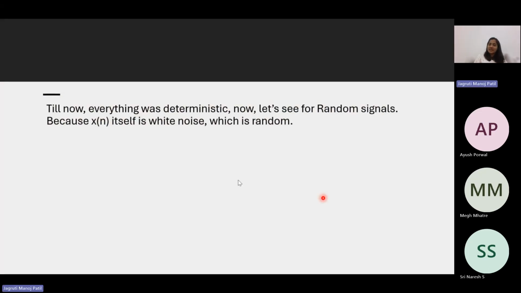So till now everything was deterministic. We saw that the signal had those values, but the white noise was random, because x of n itself is white noise, so for that the equations will change. We have a set of matrices, that is a Toeplitz matrix, and that is a symmetric matrix. The diagonal values add up, the inverse doesn't exist for the same, and people have given certain algorithms, so you just need to remember certain steps.